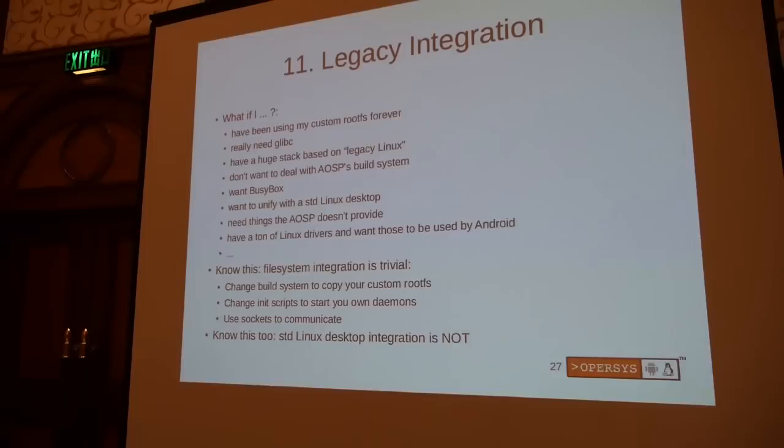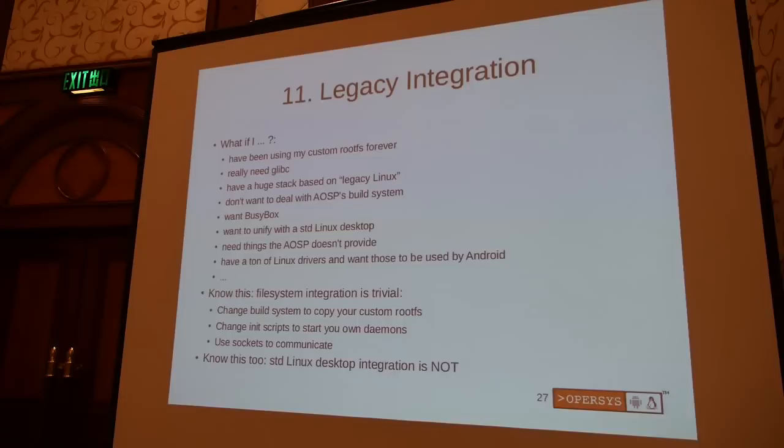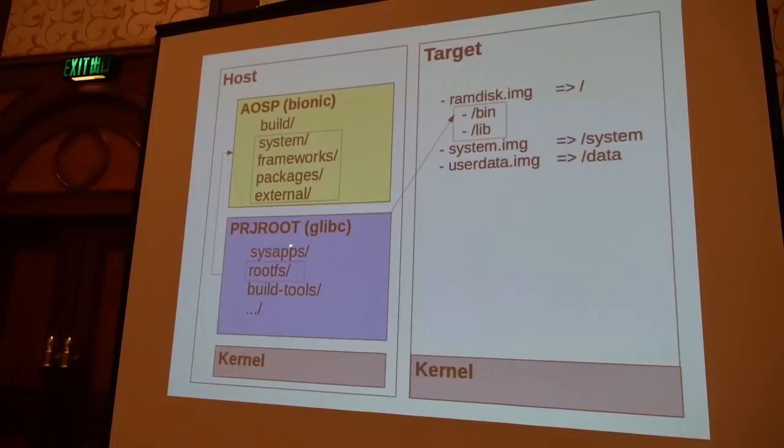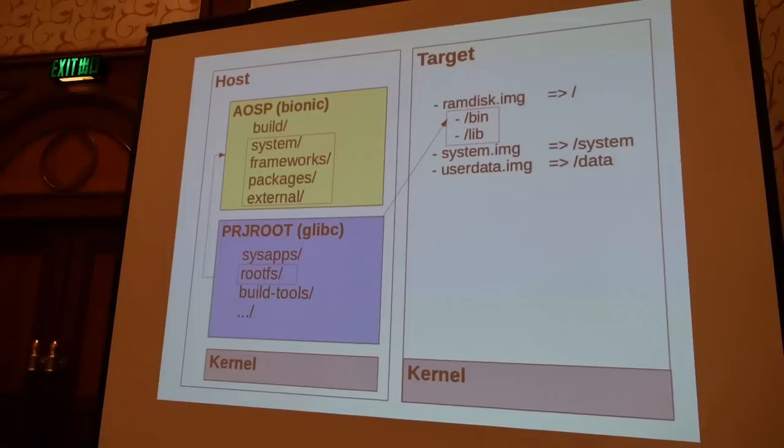Next. Let's say I want to bring glibc-based stuff into my stack. All right, this starts to get interesting. Why do I want to do that? You can read the slides, all right? But let me show you how to do it. You can actually change the build system to tell it to copy a root file system of yours into its bin and lib or whatever. Just merge the two file systems, okay? And let me show you how to do that.